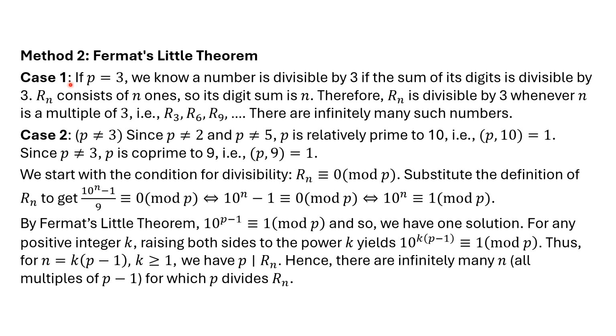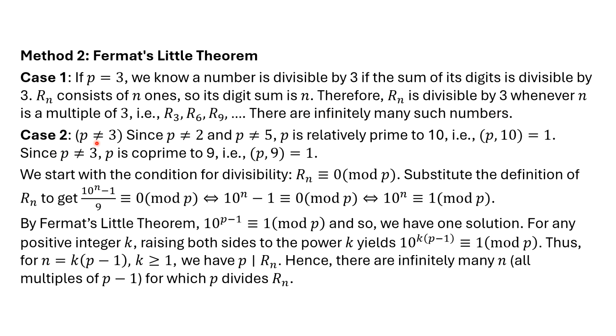So we have two cases. If P is equal to 3, we know a number is divisible by 3 if the sum of its digits is divisible by 3. I proved that in the last lesson. R sub n consists of n 1s, so its digit sum is n. Therefore, R sub n is divisible by 3 whenever n is a multiple of 3. So R sub 3, R sub 6, R sub 9. So in the case of our prime P equals 3, we have an infinite number of solutions.